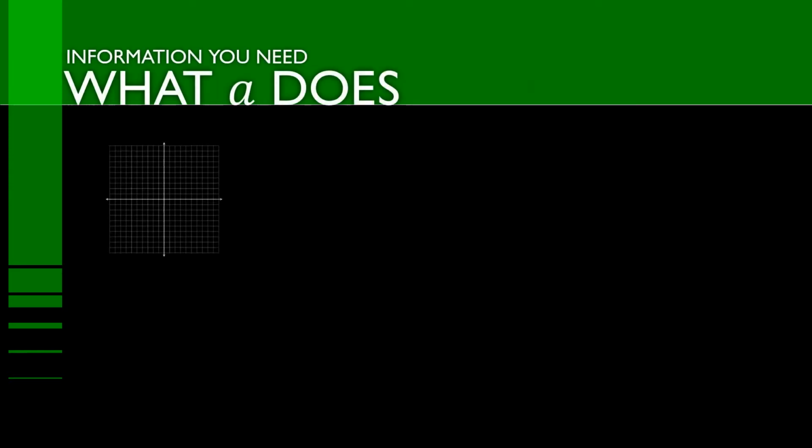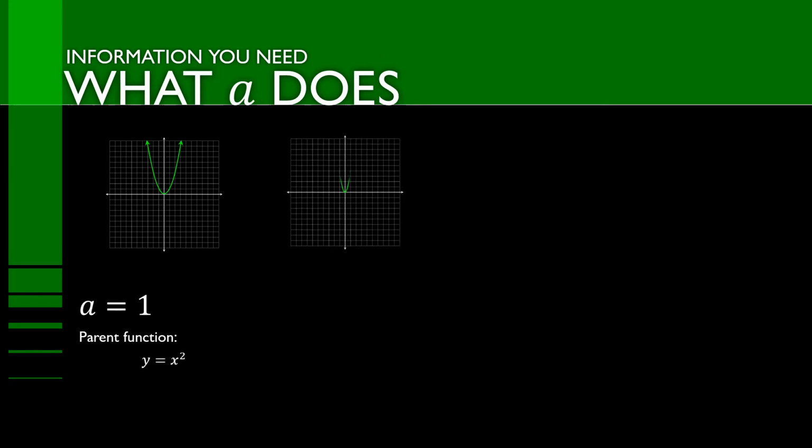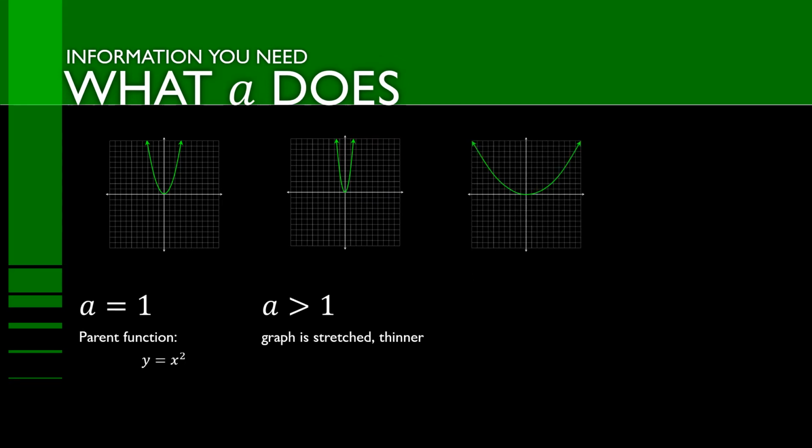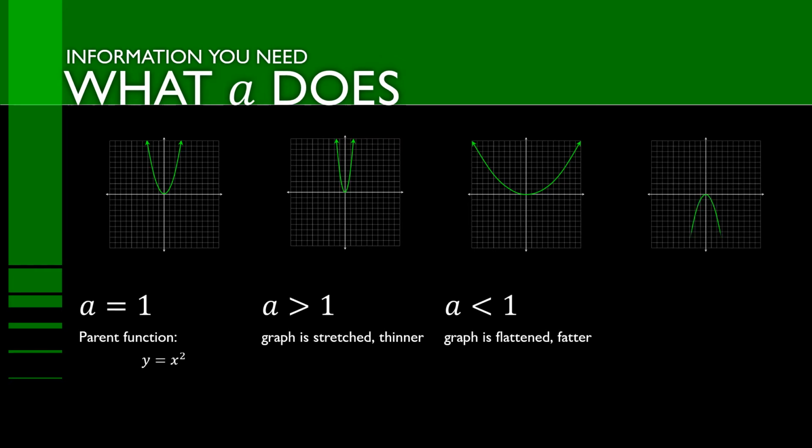Now, we'll do a quick review of what a does. So remember that if a is equal to 1, we get a normally shaped graph. The one that is showing here is the parent function of y equals x squared. If a is greater than 1, then the graph is going to stretch and it's going to become thinner. If a is less than 1, the graph is going to be flattened out and become fatter. And if a is negative, then we're going to get a reflection across the vertex.